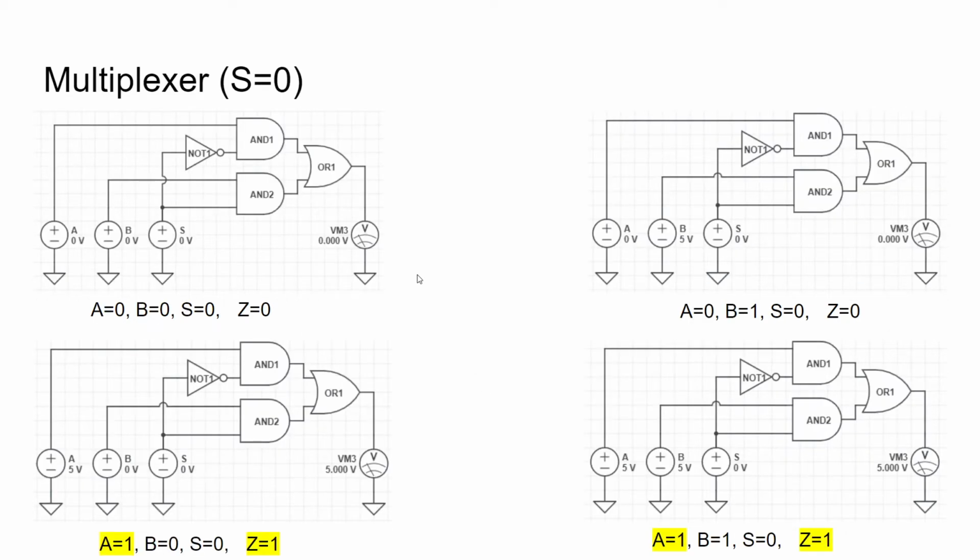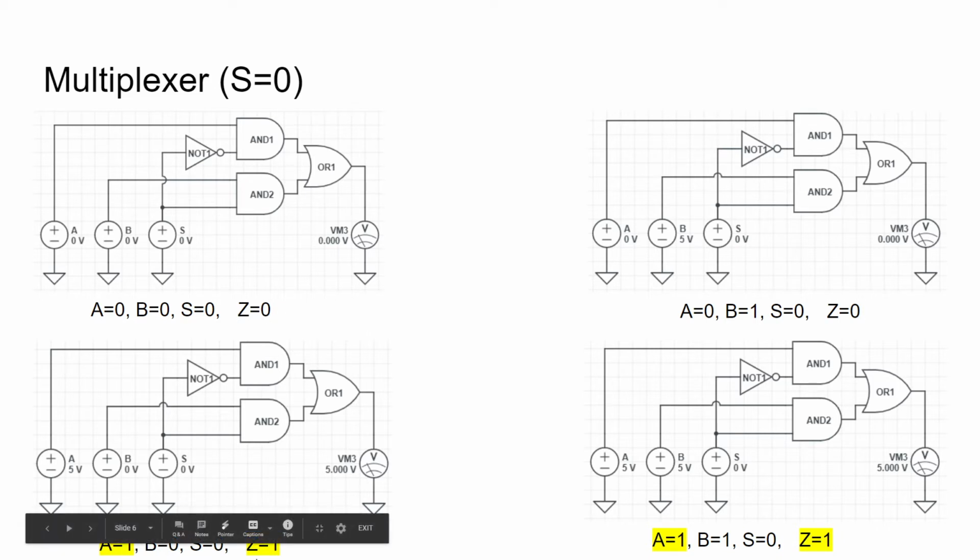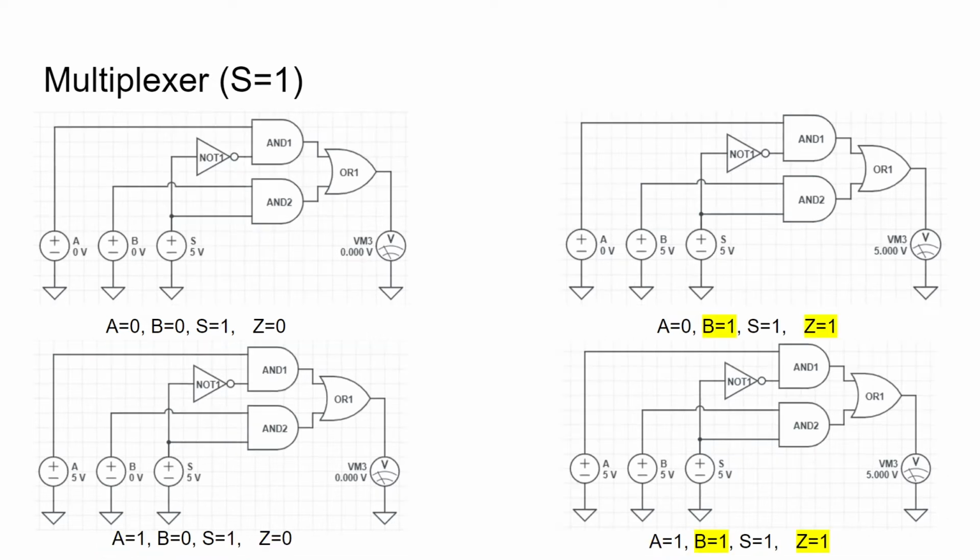So for the multiplexer, when the selector is set to 0, we follow A, and you can see that the output always follows A when the selector is set to 0. The output is high only when A is high. And with the selector set to 1, we see that the output is high only when B is high, so the output follows B.